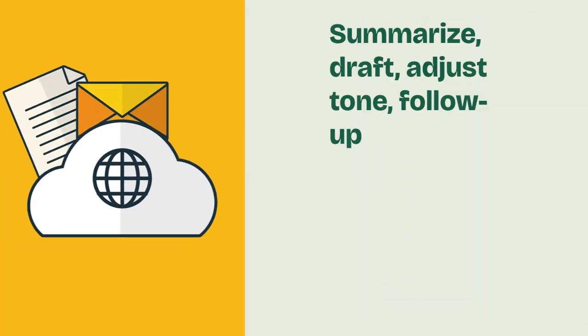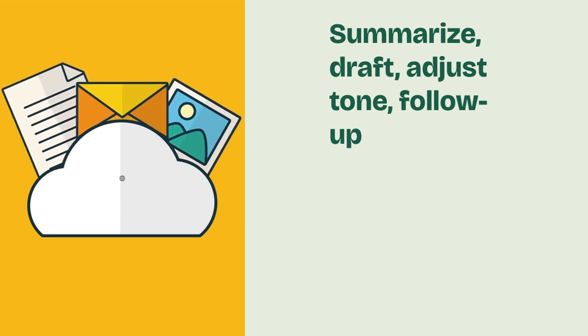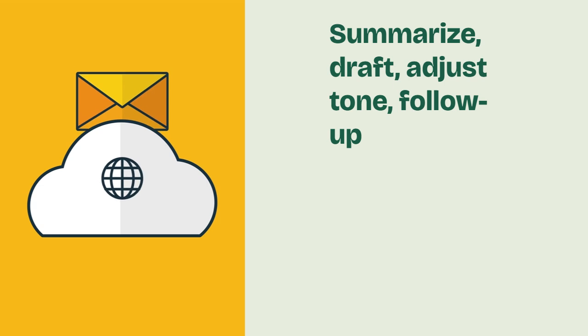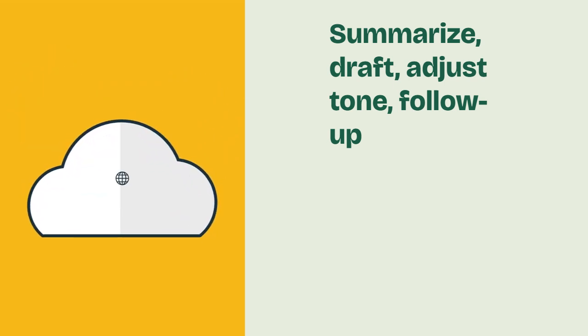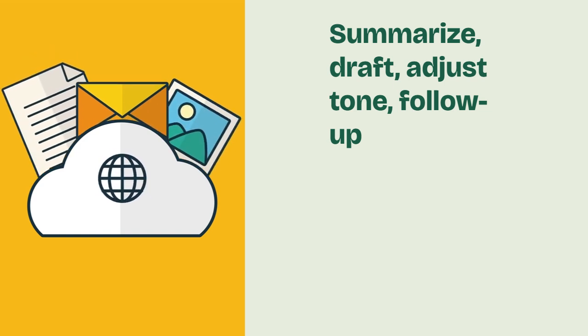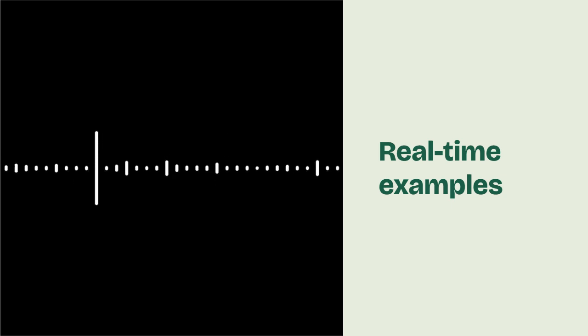Copilot in Outlook is designed to make your email management smarter and faster. It can summarize long, complicated email chains, draft thoughtful replies, adjust your message tone, create follow-ups, and elevate your overall communication quality seamlessly. Let's see what this looks like in real time.